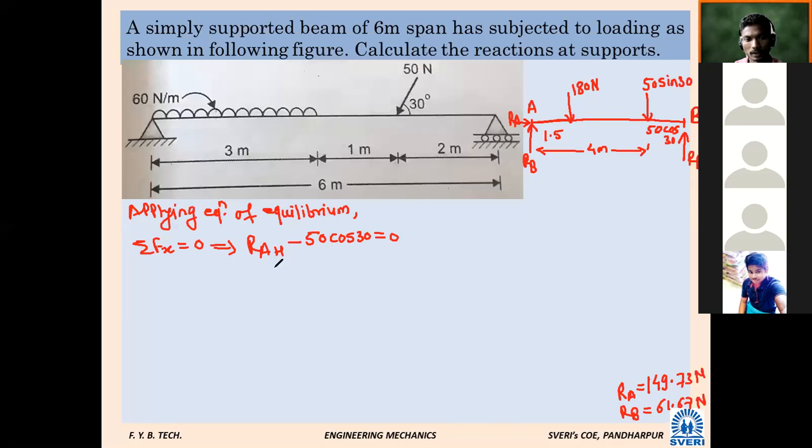Avinash, tell me the value of RAH. What is the value of RAH which you have calculated? 43.30 Newton. Tell, RA is 149. Correct, 149 point.